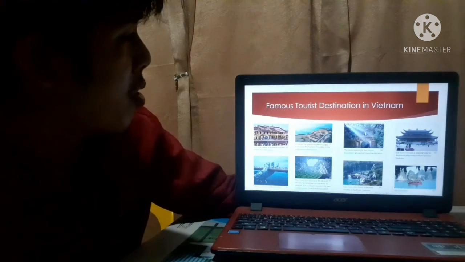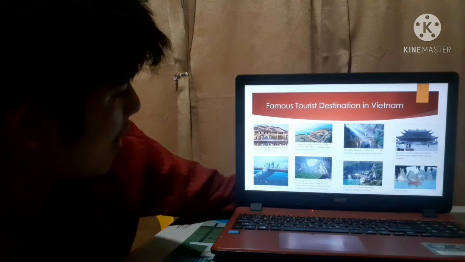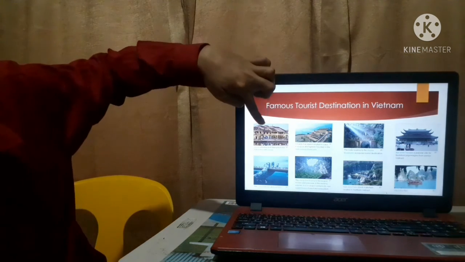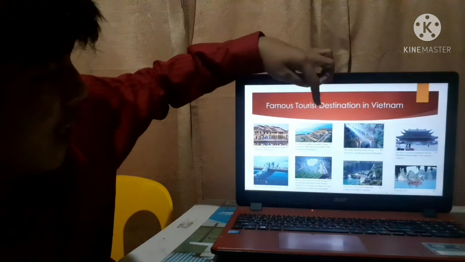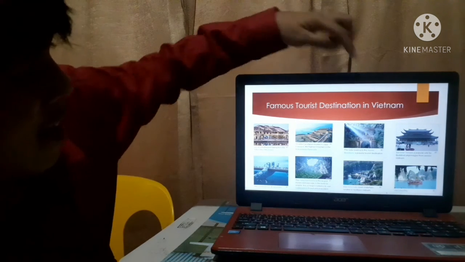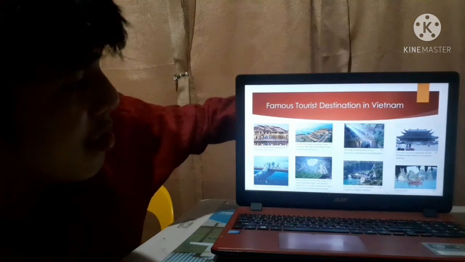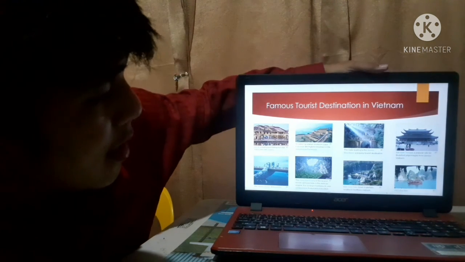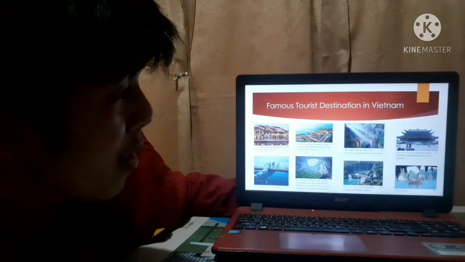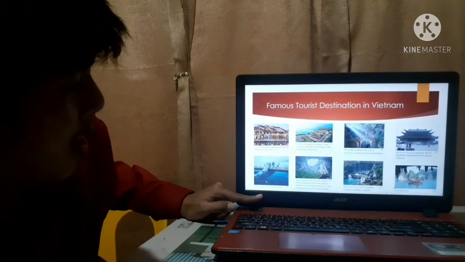So here are the most famous tourist destinations in Vietnam. This is Hoi An, a trading port dating from the 15th to the 19th century. Here, a cable car station located in Sapa, Fansipan, the highest mountain in the Indochinese peninsula. And this, the gate leading to the Marble Mountains, a popular tourist destination. This, the Bai Dinh Temple, a popular site for Buddhist pilgrimages from across Vietnam. Here is the Golden Bridge at Ba Na Hills.